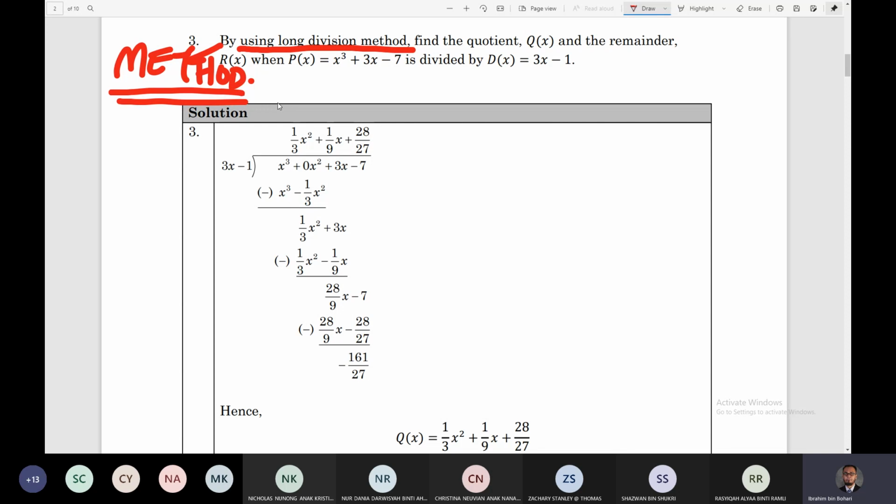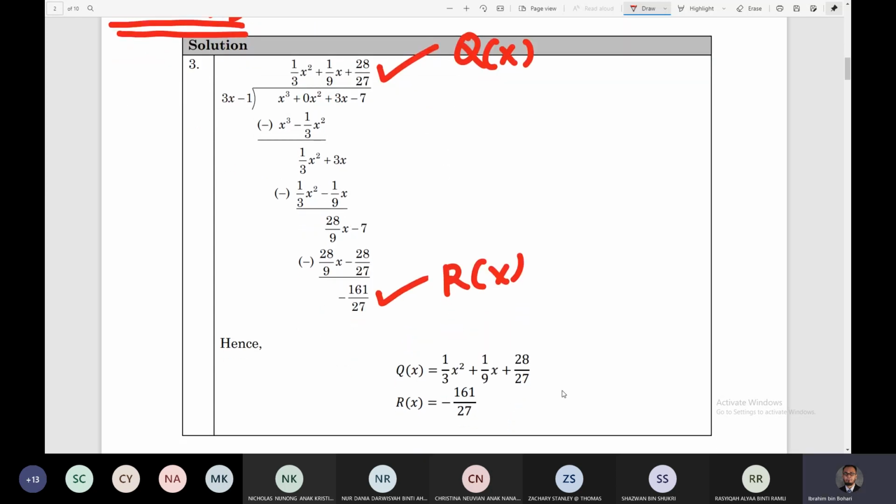Okay, so method here using a long division. Okay, so x cubed plus 0x squared plus 3x minus 7 divided by 3x minus 1. So here you find the Q(x): 1 over 3 x squared plus 1 over 9 x plus 28 over 27. And the R(x) here equals negative 161 over 27. Okay, long division ni pastikan you all boleh buat dah. Saya ingat tak ada masalah long division. And then check answer you. Okay, settle question 3. And question 4.